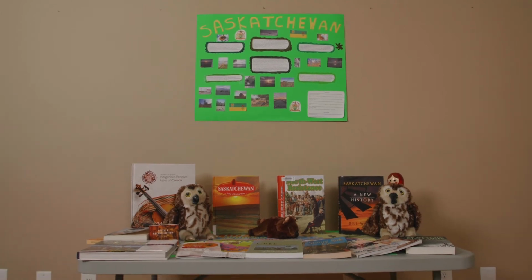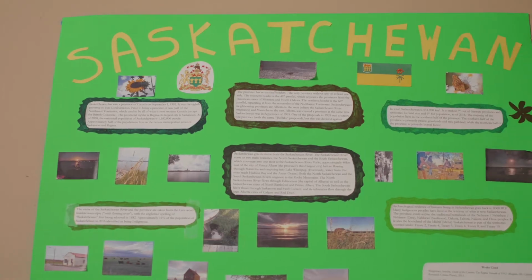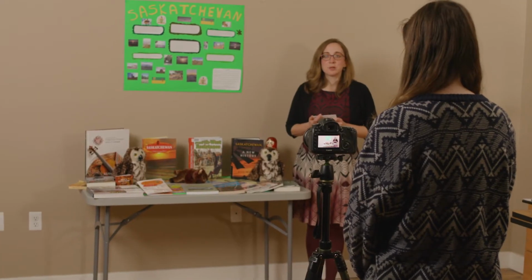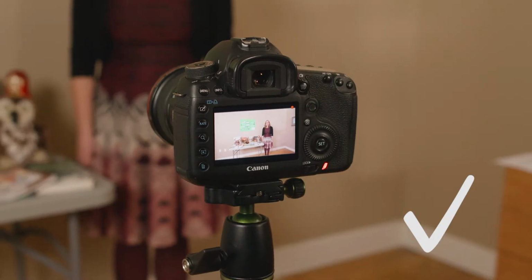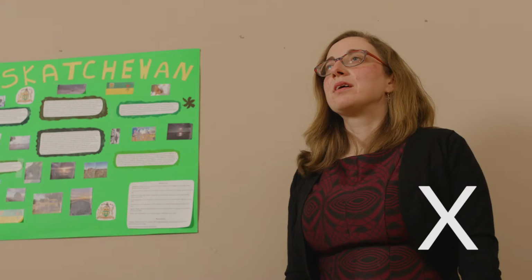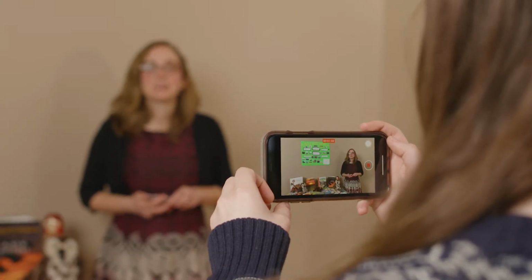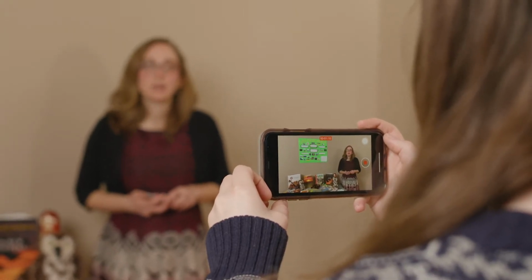As also mentioned in our basic video requirements episode, and check that one out if you haven't already, think of the camera as the audience's eyes. The camera should be at your eye level so the audience is not looking up or down at you. If you're using a phone to record, hold it horizontally and you will get a better framed video.